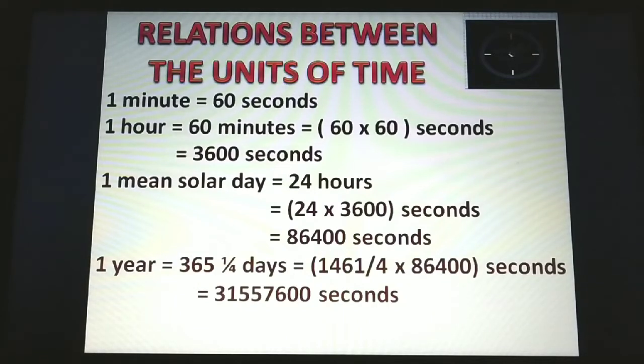Next, let us come to the relation between the units of time. You know that 1 minute is 60 seconds, and you also know that 1 hour is equal to 60 minutes. So 60 into 60 seconds is 3600 seconds. 1 mean solar day is 24 hours. That is 24 into 3600 seconds. That is 86,400 seconds. Again, 1 year is 365 1 by 4th days. That is 1461 divided by 4 into 86400 seconds. That becomes 31557600 seconds.